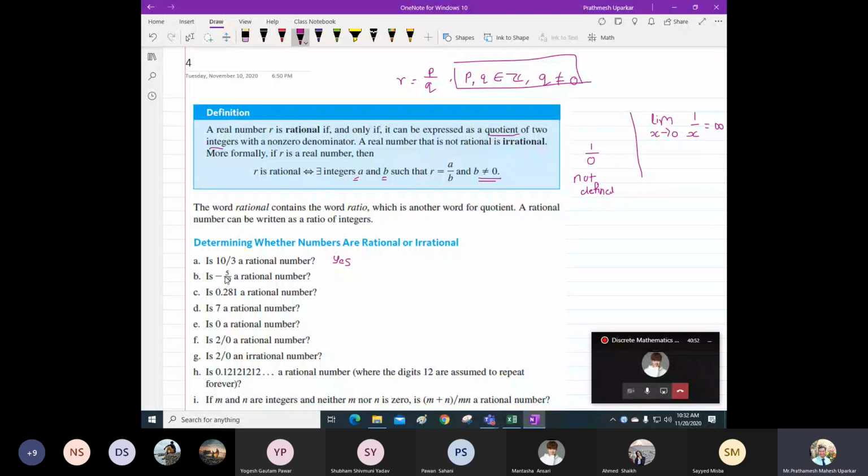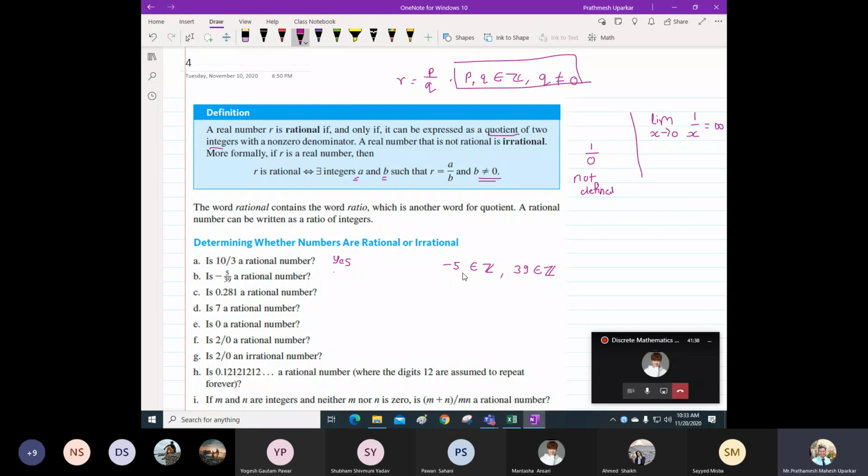What about the second? Minus 5 by 9. Is minus 5 an integer? Is 39 an integer? फटाफट बोलो, इसमें ज़्यादा टाइम वेस्ट नहीं करना है. No, sir. Can I say it is in the set of integers? Yes or no?